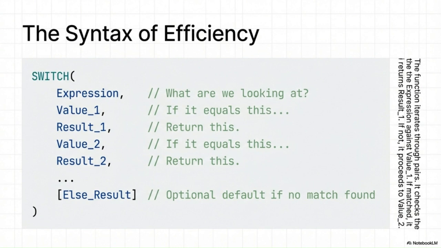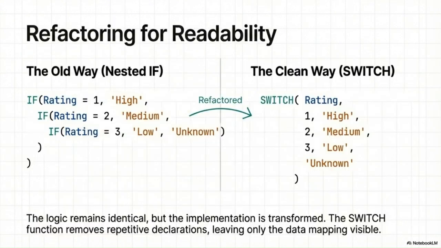Now let's look at the syntax of SWITCH. Power BI evaluates the expression once and compares it with each value. If a match is found, it returns the corresponding result. The final argument is optional but highly recommended. It acts as a default value when no match is found.